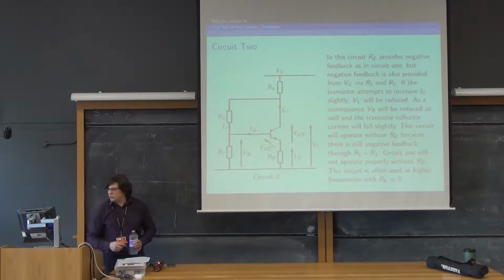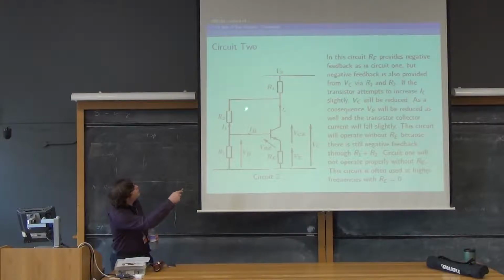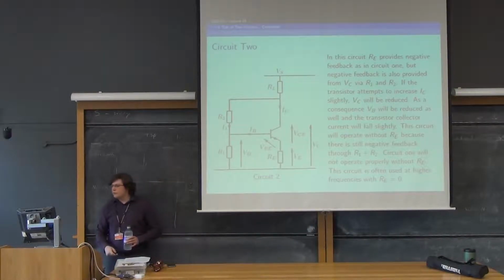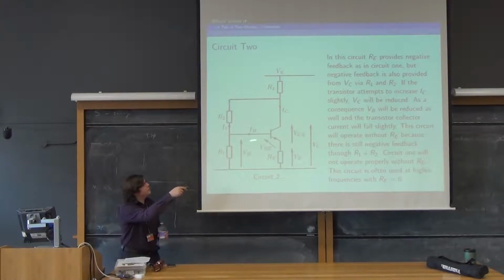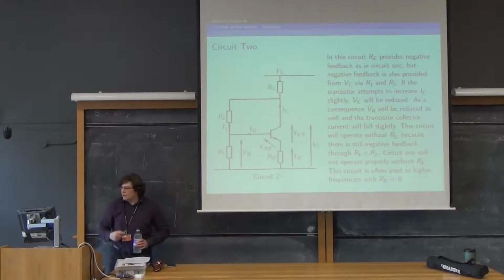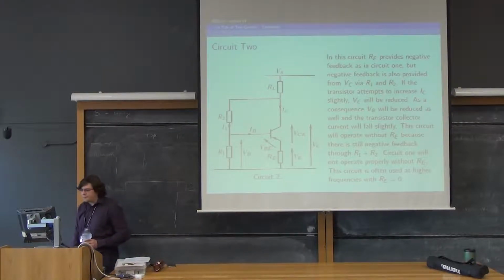But negative feedback is also provided by the current that flows through R2 being a part of the overall load current. So there are now two mechanisms of negative feedback. In fact, it's a current flowing through R2 that can affect VBE by virtue of the voltage across R1. But we'll go over that in a minute.